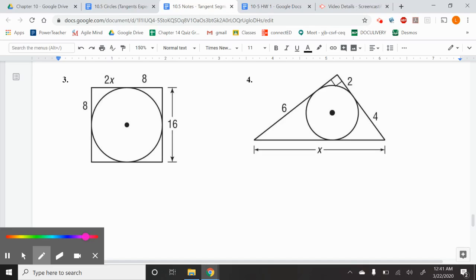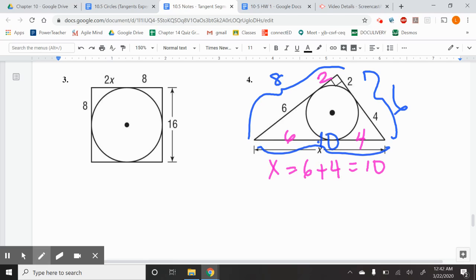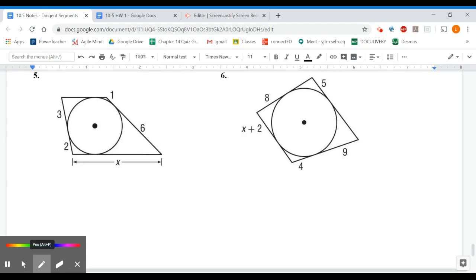For number 4, we have 2 here, and then 6 here, and 4 here. So therefore, x equals 6 plus 4, x equals 10. And to get the perimeter, we get the lengths of the sides. So that's 8, 6, and this is 10. And 8 plus 6 plus 10 is equal to 24. And that's your perimeter.